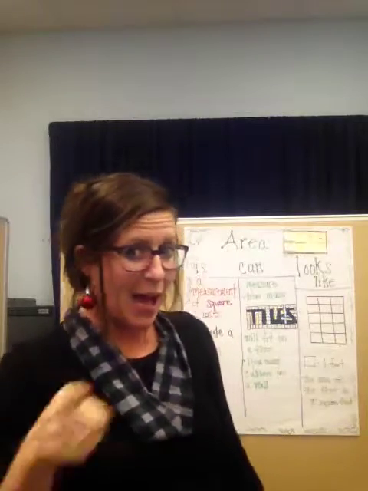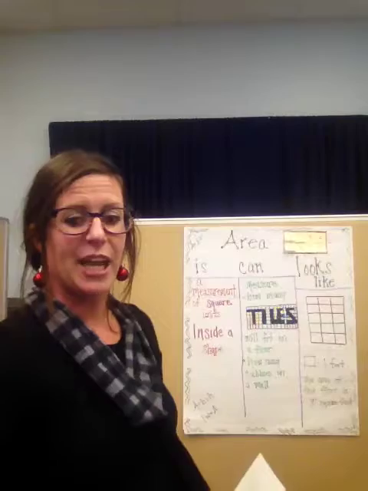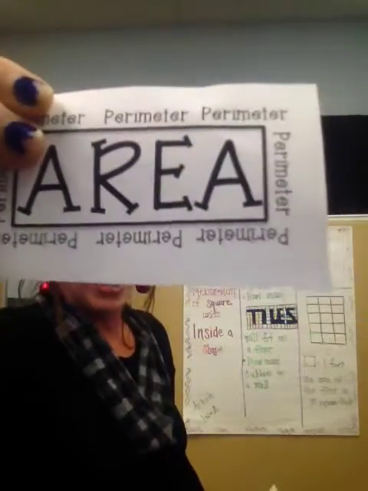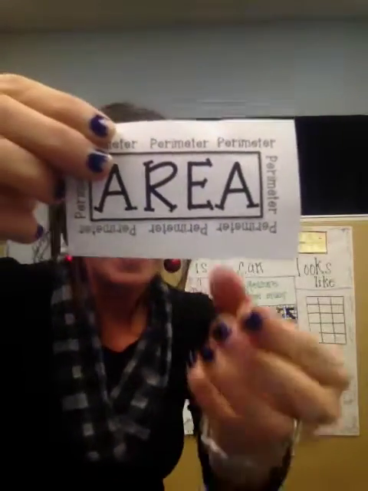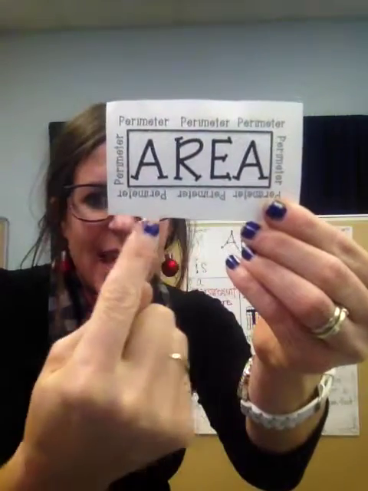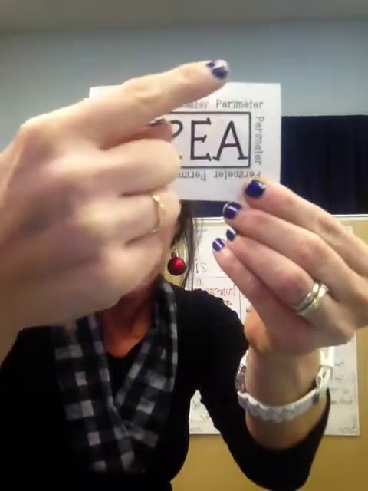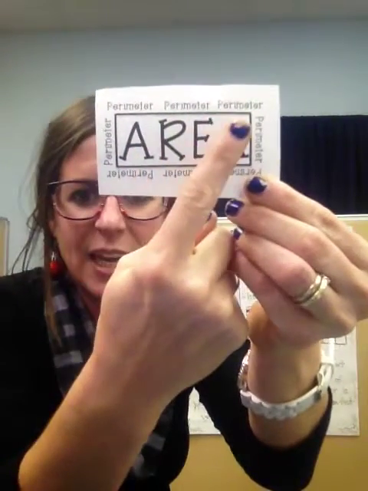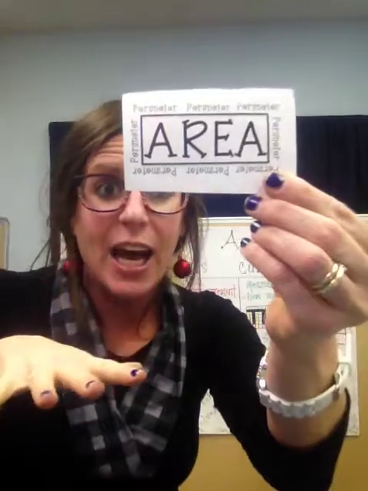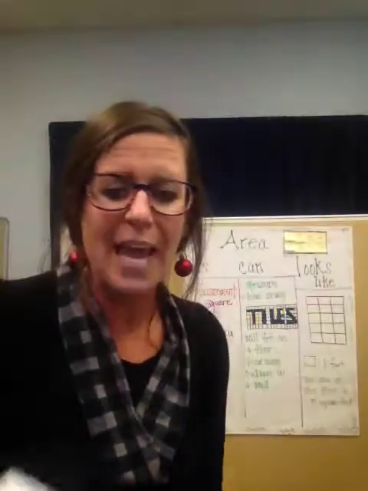Do you know what we're going to be learning about? Can you guess it from our anchor chart? You got it. Today we're going to be learning about area. Pay attention to this visual. Right around the edge, going around the outside, we have perimeter. And right on the inside, covering it, area. So that's something really good to pay attention to. We're going to be learning about area.